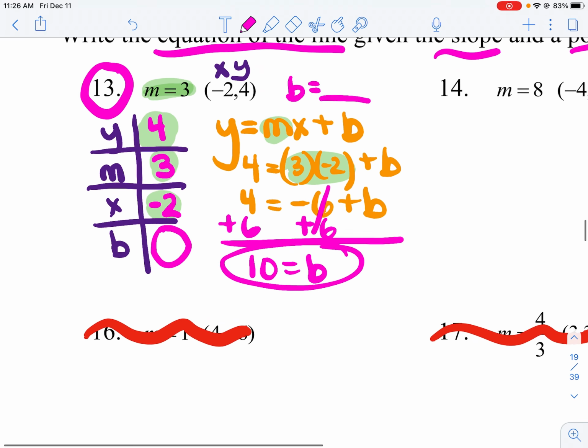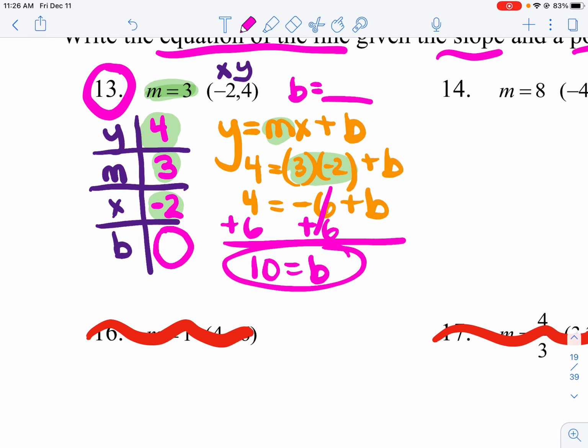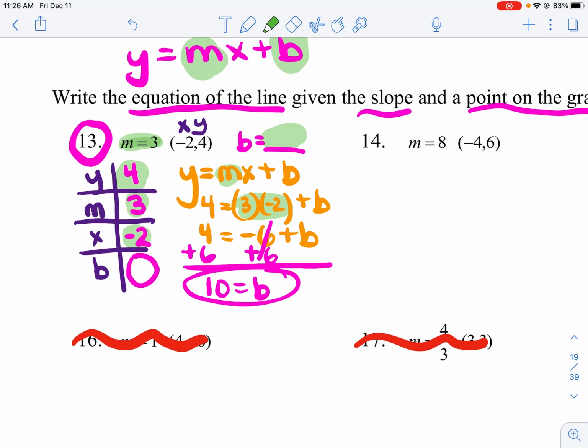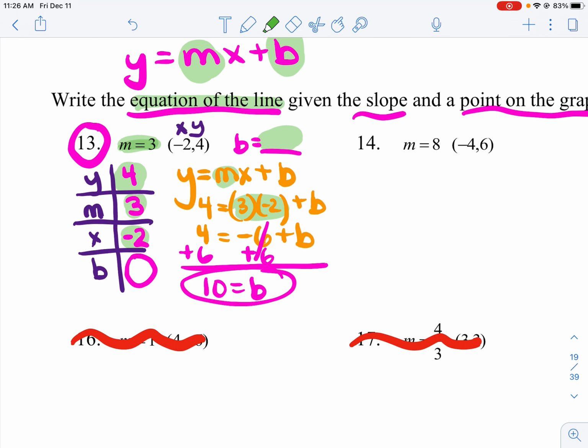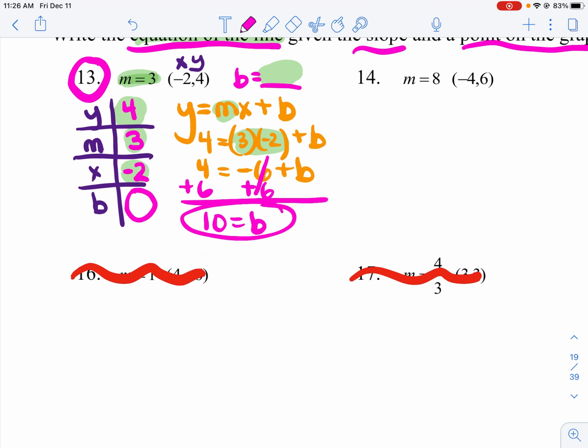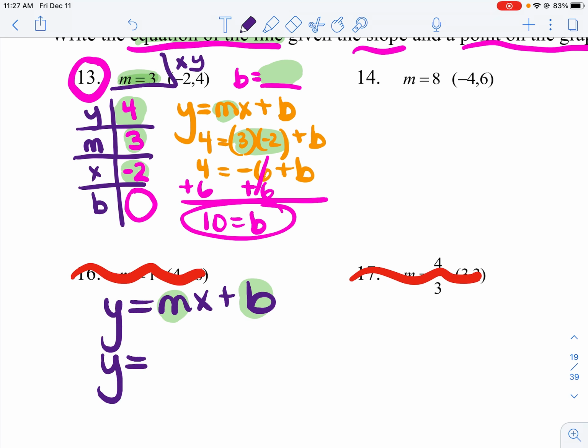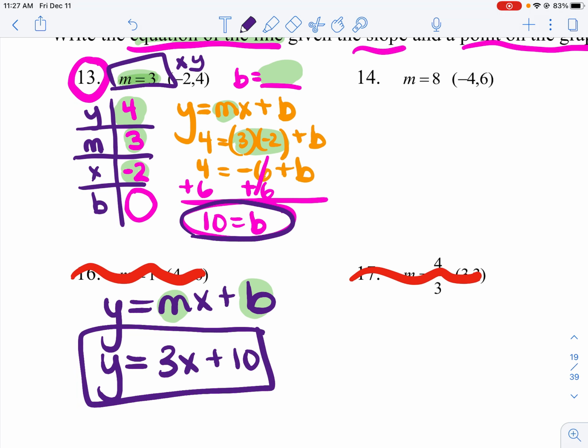Now this is where we sometimes see students make mistakes. They did all this amazing work, but remember, what were we supposed to do? We needed to find b and write the equation of the line. So again, feel free to use a little more space underneath. Y equals mx plus b is our equation. Instead of m and instead of b, we're going to substitute in. So y equals, our m we said was 3, and we solved to get our b is 10. And that's our equation.